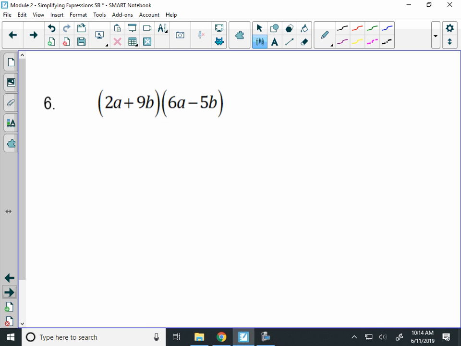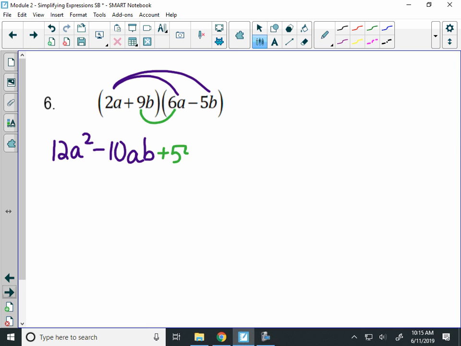Next one. All right, I'm going to take 2a times both terms. So 2a times 6a is 12a squared. 2a times -5 is -5b, I'm sorry, is -10ab. Next term will be plus 54ab. And 9 times -5 is -45b squared.